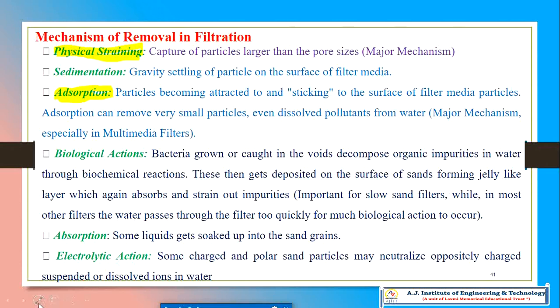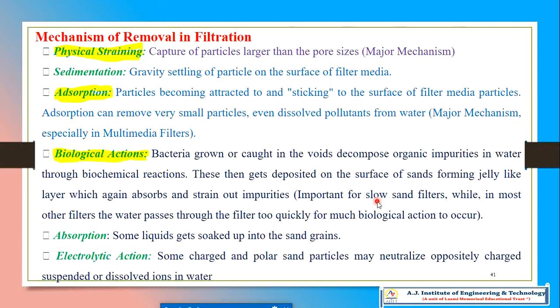Then one more is biological action. Here biological growth is a very important concept. Why do bacteria grow or get caught in the voids? Because whatever organic material or solid particles tend to remain, because of the pore size, stay inside the voids.